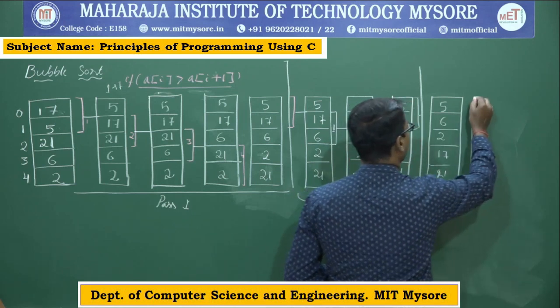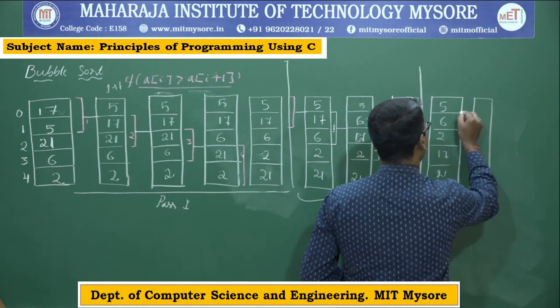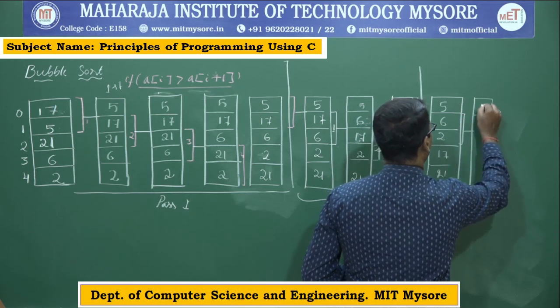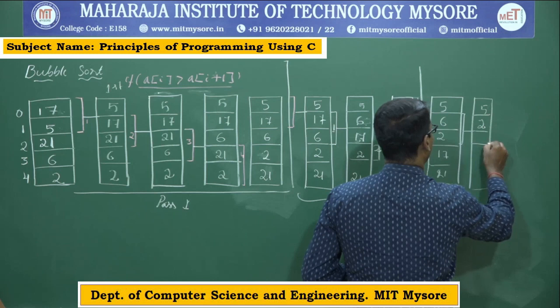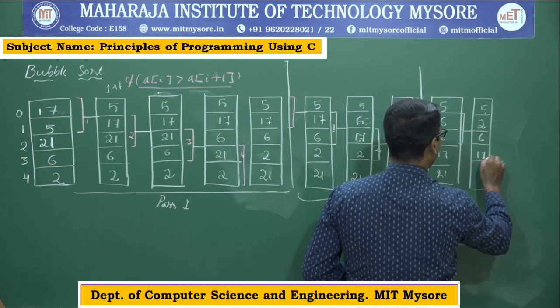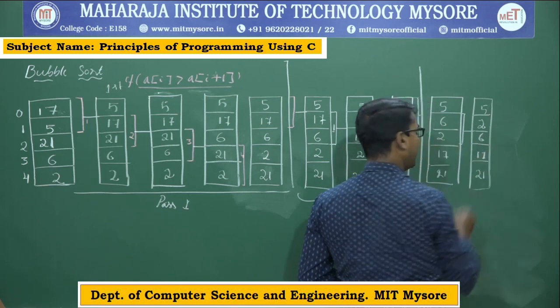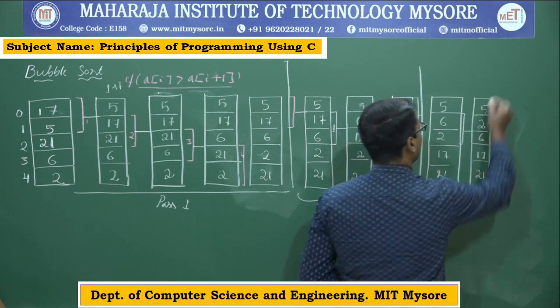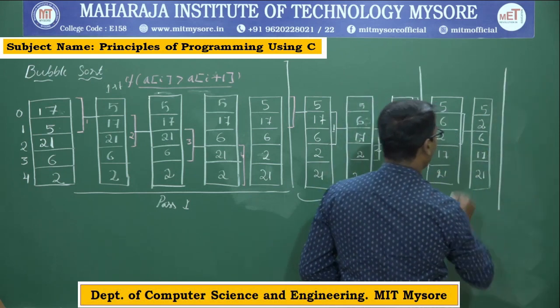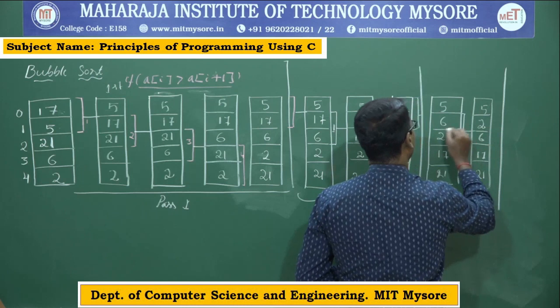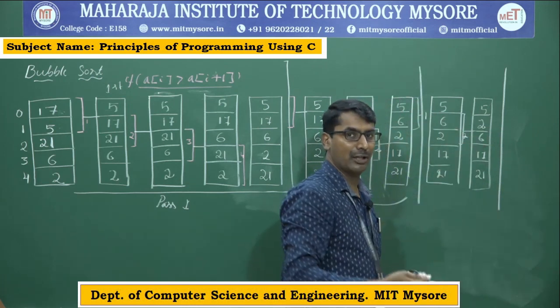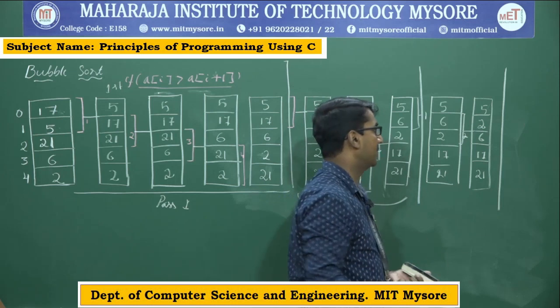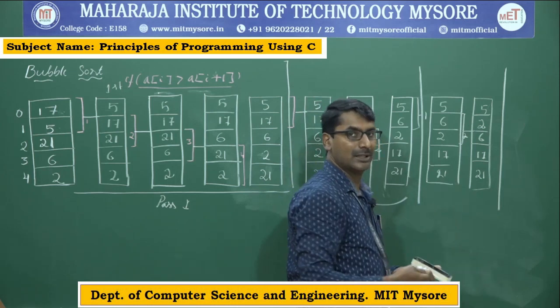Okay. In the next step, it will compare 6 and 2. So 6 is greater than 2, the values will be exchanged: 6, 17 and 21. So 17 and 21 are already in sorted order, so there is no need of further comparison. So here 1 and 2 comparisons. So in the first pass 4 comparisons, second pass 3 comparisons, third pass only 2 comparisons.